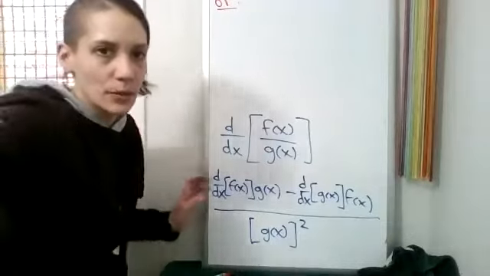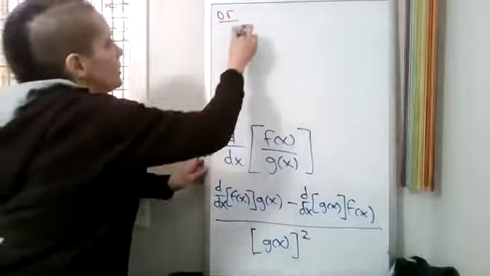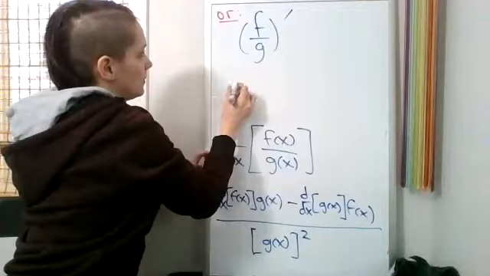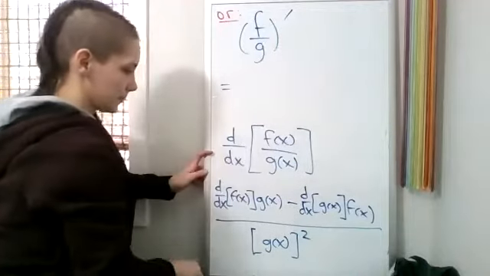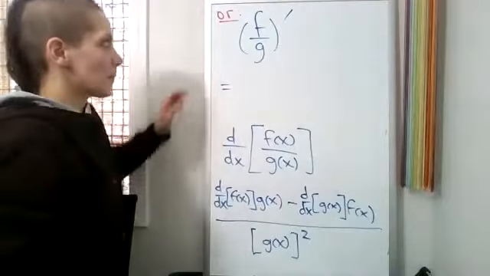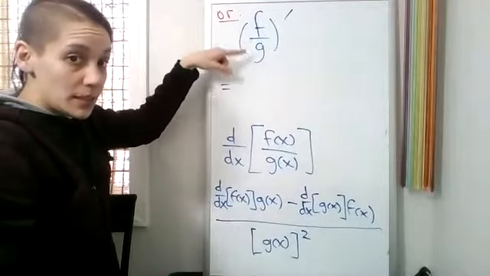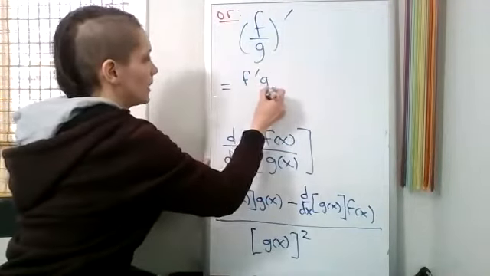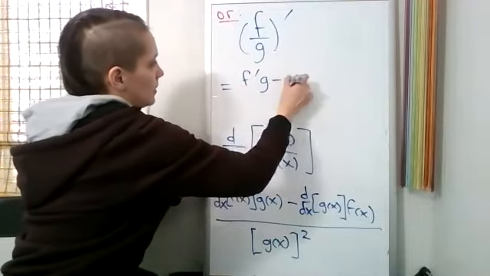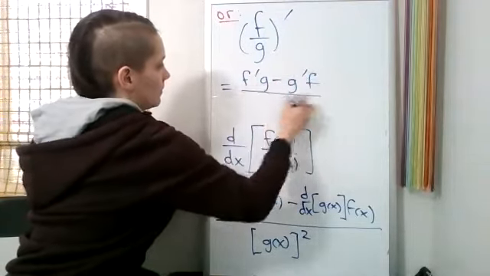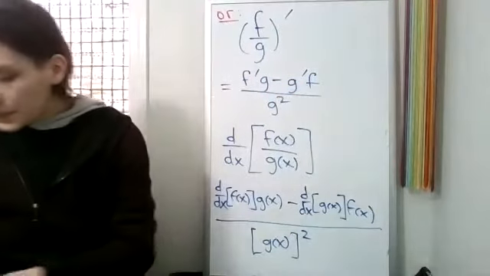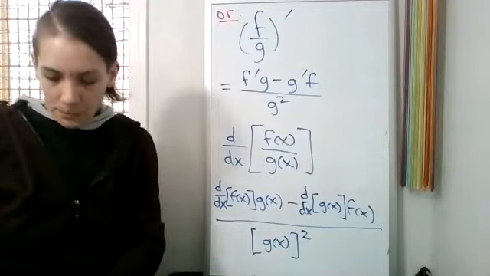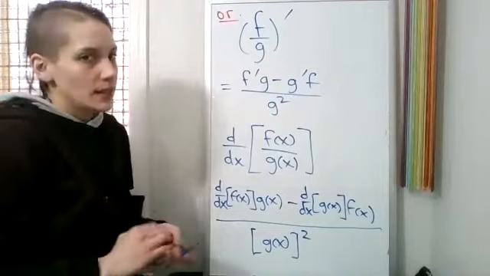Or in another notation: d/dx of f over g prime equals f prime g minus g prime f over g squared. Double check. Okay, that's good.